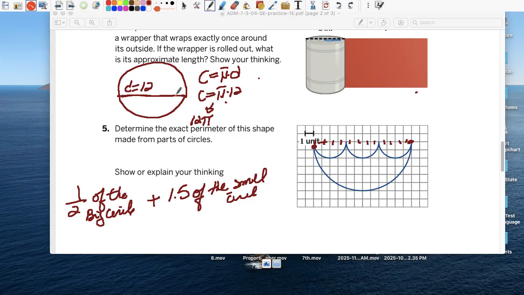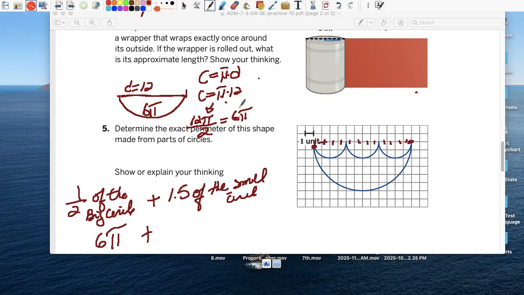12 pi would be if you took a lap around the big circle. But are we taking a lap around the big circle? No, it's just half of the circle. So what I must do is this: I must divide it by 2. So 12 pi divided by 2 is just 6 pi. So the first part of our problem is that. We finally figured out that this is 6 pi. So I'm going to put this 6 pi.